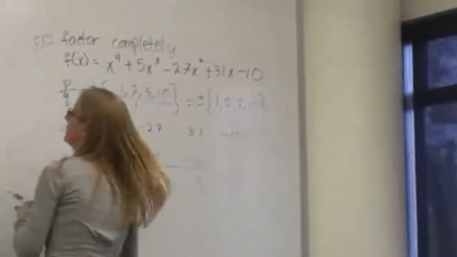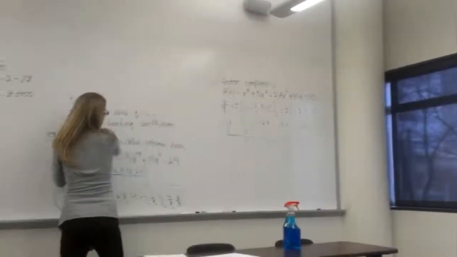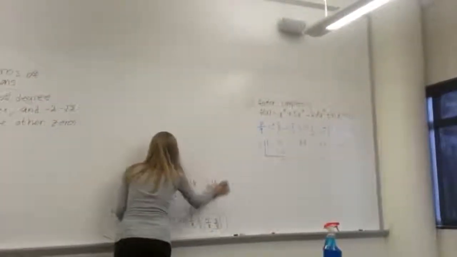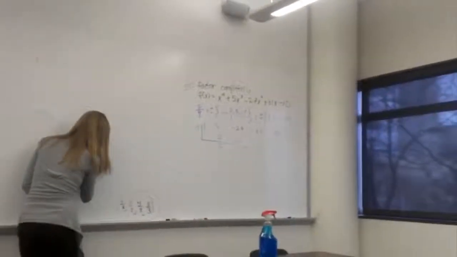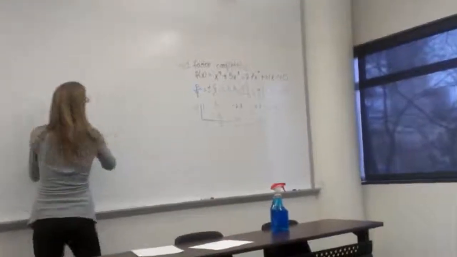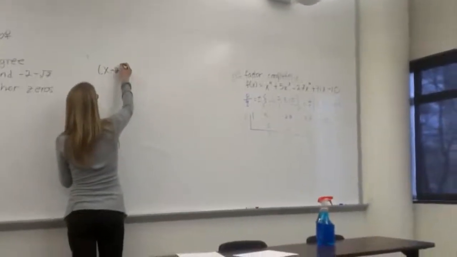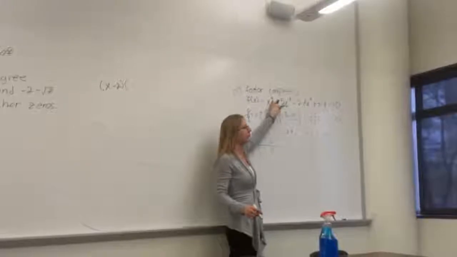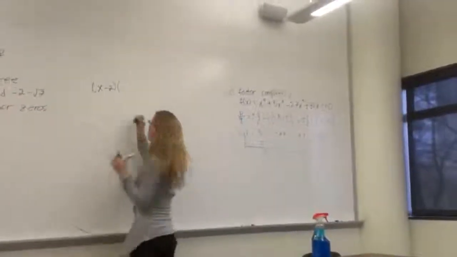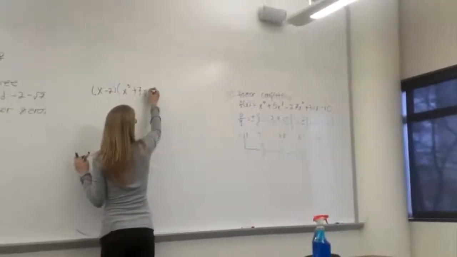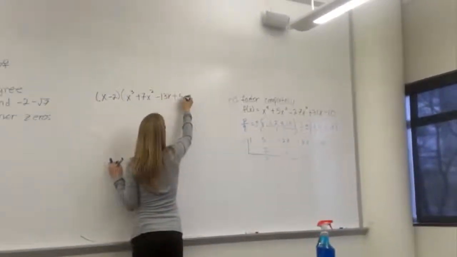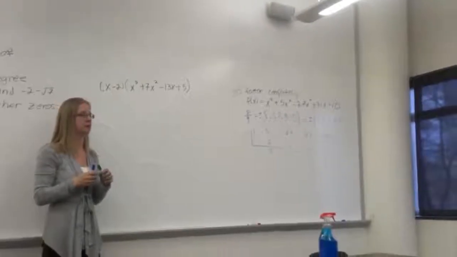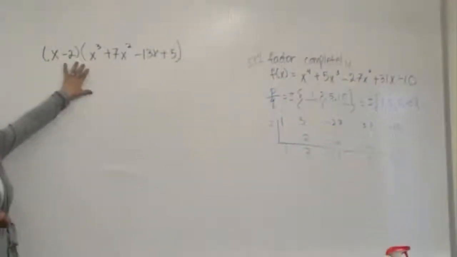So to factor this completely, save yourself some space underneath this. I'm going to continue under here. Over here on the side, I'll start off my factoring, because we're not done. There's going to be more than one step. So 2 worked, which means x minus 2 is a factor. And then the quotient is what's left over. I started off as an x to the 4th, so this becomes x cubed: 1x cubed plus 7x squared minus 13x plus 5. That's how I started factoring.